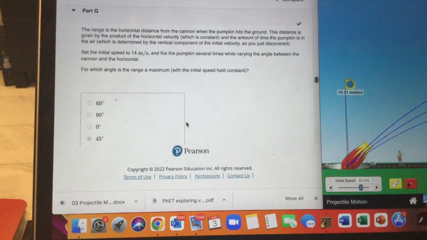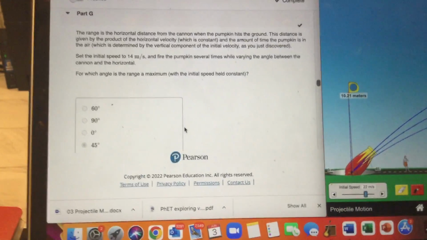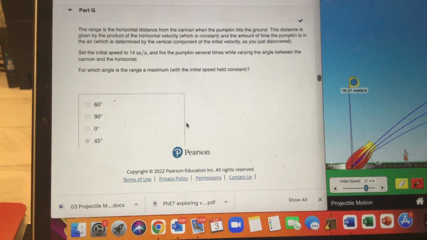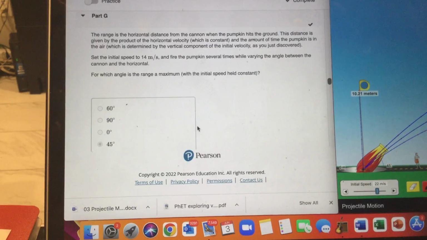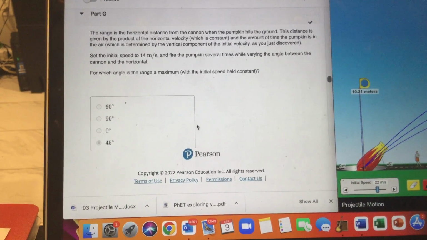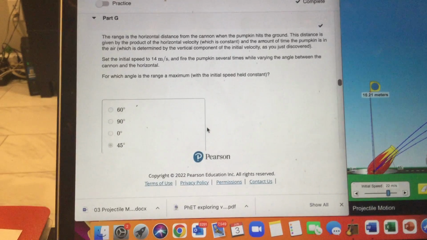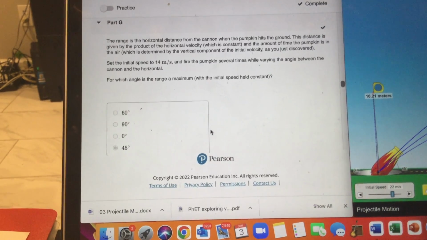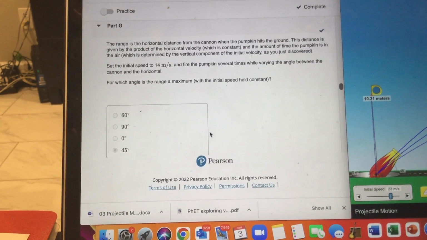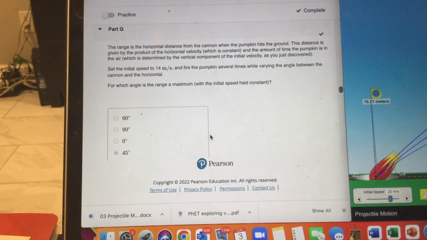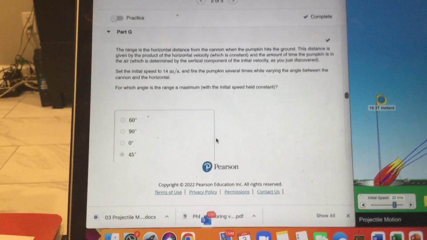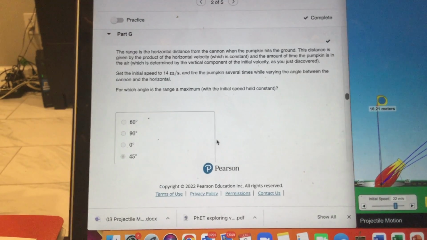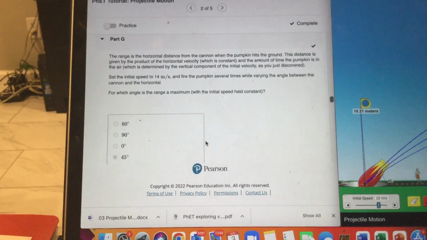Okay, the range is the horizontal distance from the cannon when the pumpkin hits the ground. This distance is given by the product of the horizontal velocity, which is constant, and the amount of time the pumpkin is in the air, which is determined by the vertical component of the initial velocity, as you just discovered. Set the initial speed to 14 meters per second and fire the pumpkin several times while varying the angle between the cannon and the horizontal. For which angle is the range a maximum with the initial speed held constant?